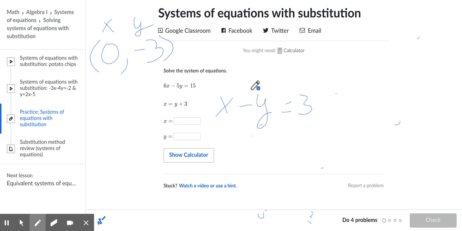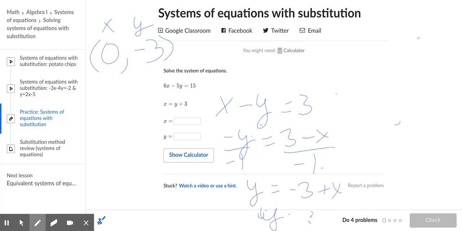get the y by itself. So I'd subtract the x. So I'd have negative y equals 3 minus x. And then I have to get rid of this negative. So I'm going to divide by negative 1. And so I get y equals negative 3 plus x, or y equals x minus 3 would be another way to write that. It's the same thing, I just don't like having a negative in front. So y equals x minus 3, and I could plug that in here instead.